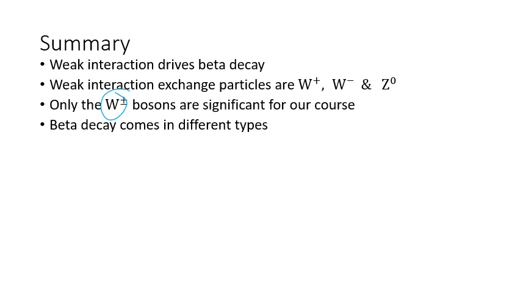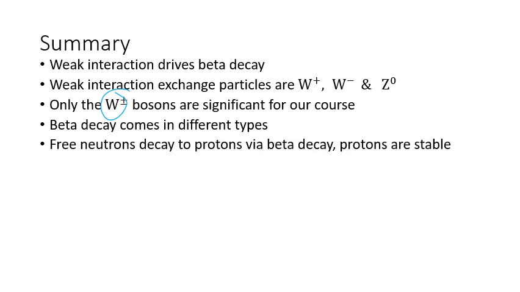Beta decay comes in different types. We've met two of them before this. One of the forms of beta decay is when free neutrons decay to become protons. But protons do not decay. Protons are stable. So neutrons are unstable particles. Neutrons do decay, but only when they're outside the nucleus.